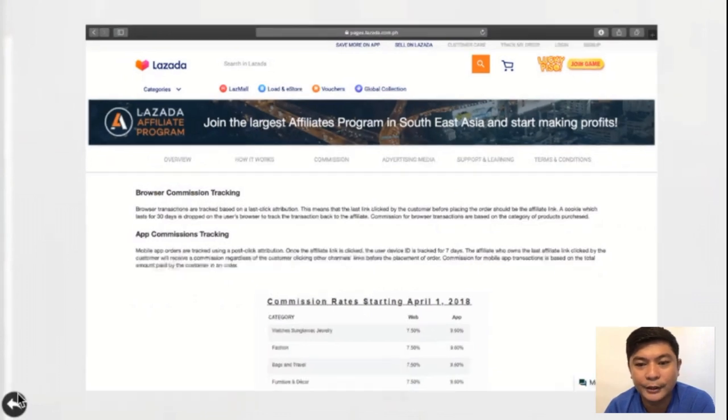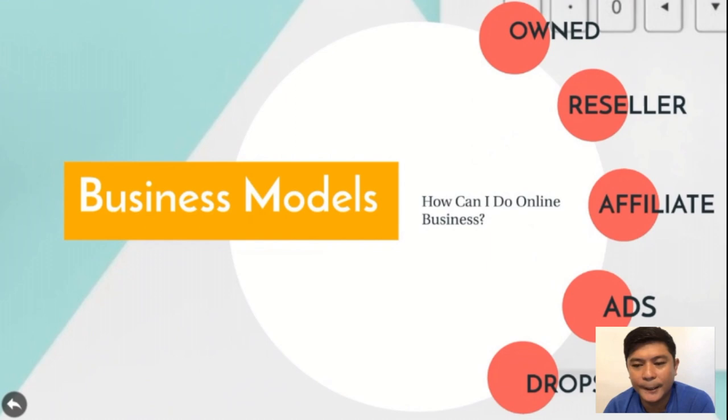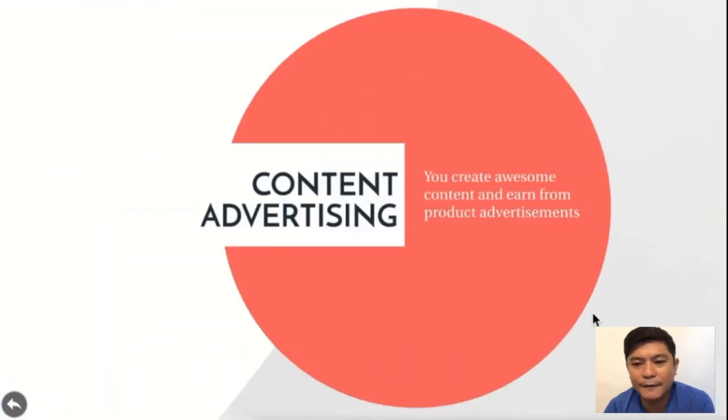Okay, so that's the third option, affiliates. My fourth option for you guys is still having your own website, similar to affiliates, though a different way to earn. You earn fees from advertisements from Google.